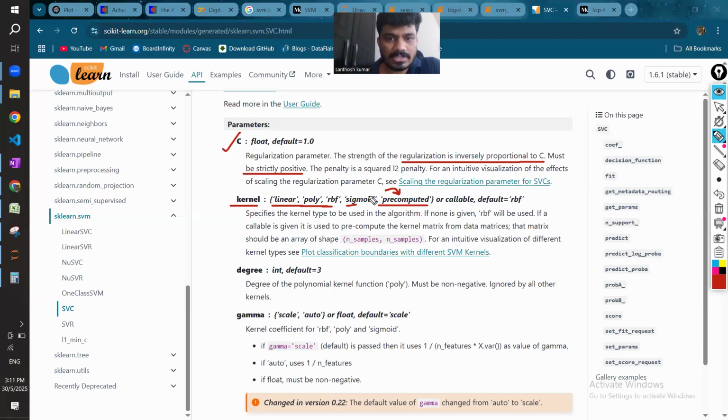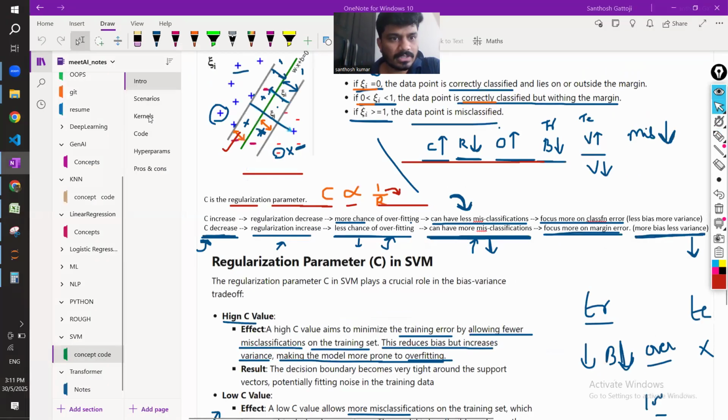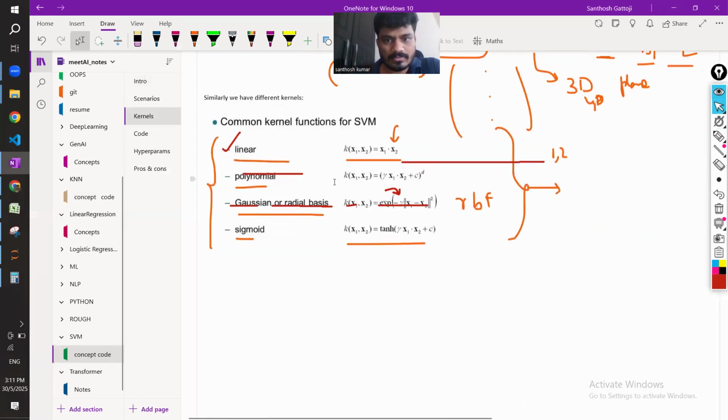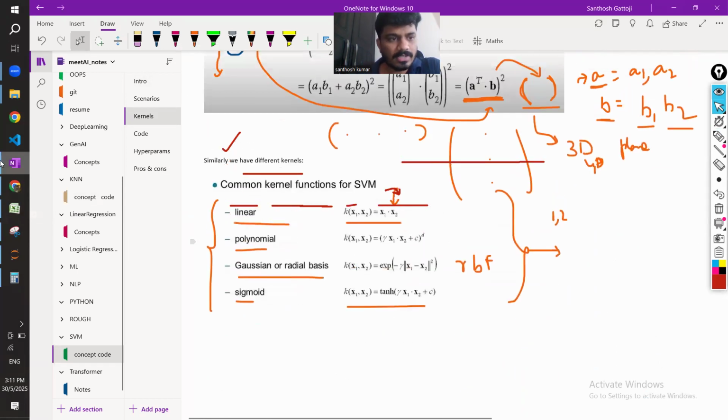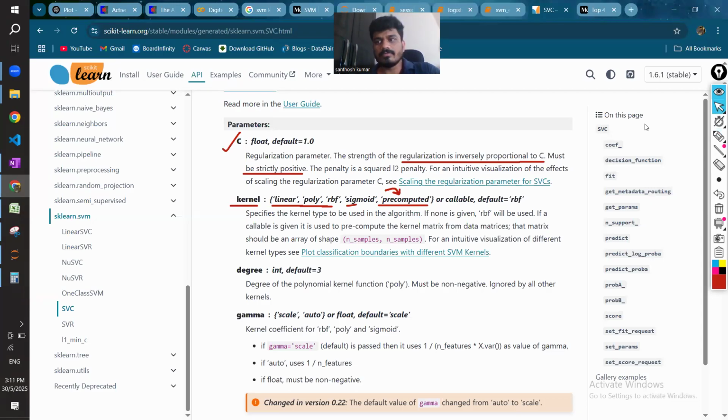Each of these has its own function, which I've shown you in the kernel. But if you don't want to use those four and want your own function, you can use precomputed and provide your function. And the degree is the degree of the polynomial, to which degree you want to convert.